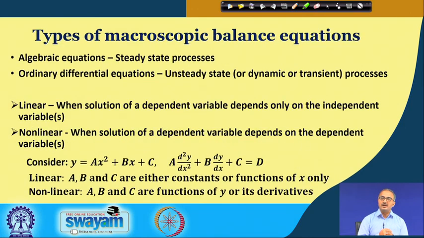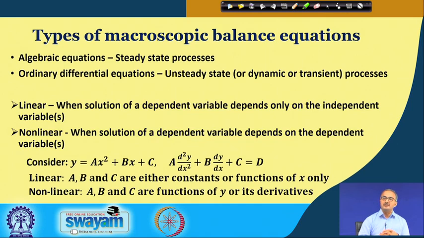Now, when we look at those macroscopic balance equations, we find mathematically they have some different characters. We could have algebraic equations or we could have differential equations. We get algebraic equations when we have steady state, that means there is no variation of the particular system with time. Okay? And when do we get differential equations?